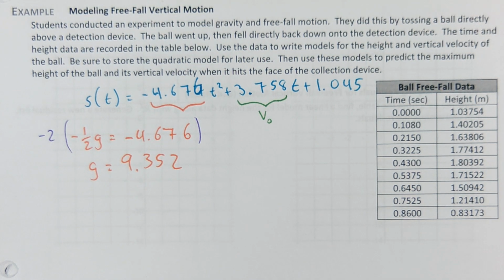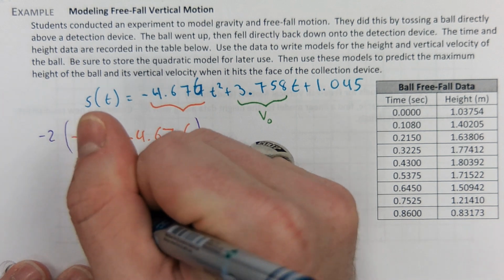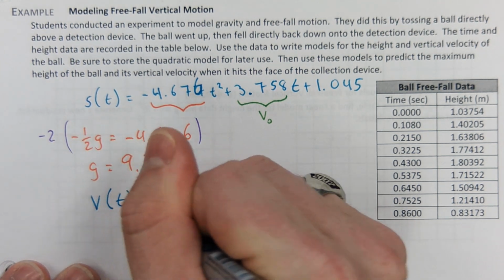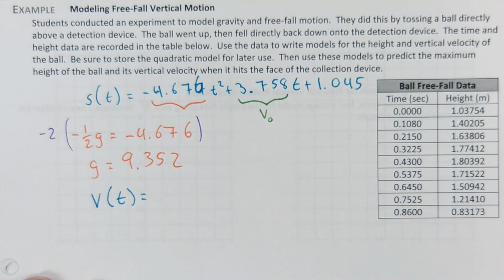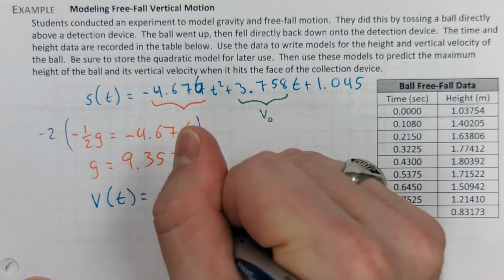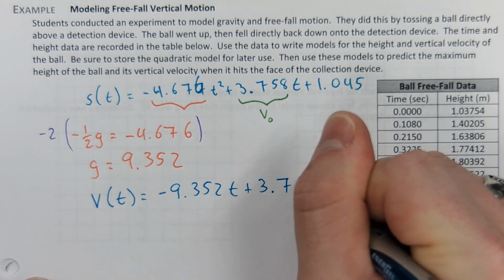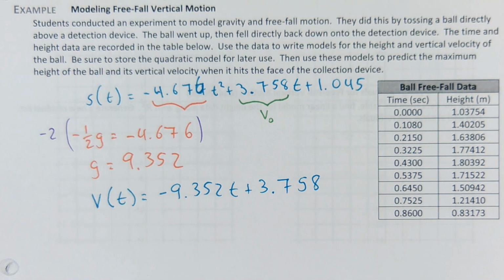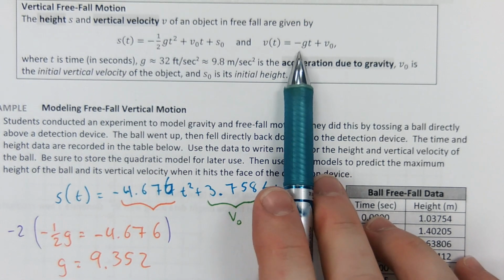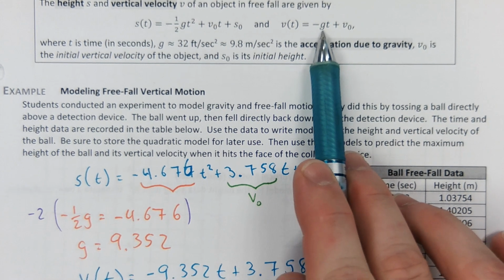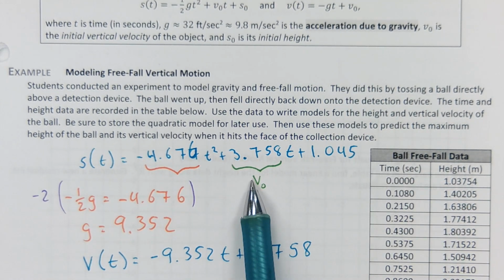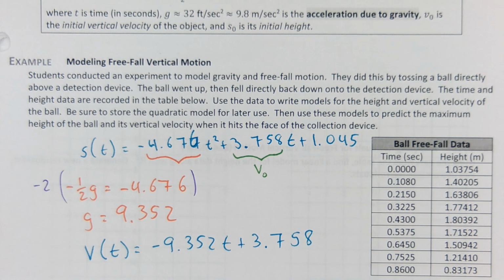We can now write our vertical velocity equation. It is negative gravity, so negative 9.352 t, plus initial velocity. Great. There we are. I put the g value right here with a negative sign in front of it and initial velocity, which is right there at the end. Okay? So we found our two models, and we stored it as y equals. We are ready to rock and roll.